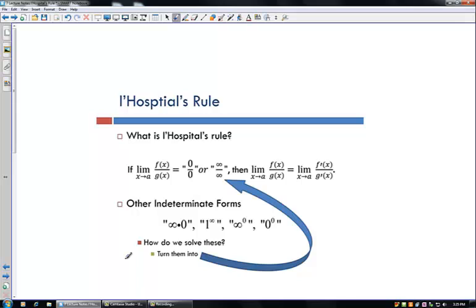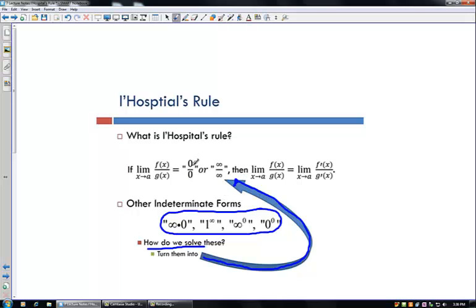Okay, so there are some other types of indeterminate forms, and so I wrote them below. So here are the 4 other indeterminate forms we're going to take a look at. So we have infinity times 0, we have 1 to the infinity, or infinity to the 0, or 0 to the 0. And now how are we going to solve these types? It's actually a pretty simple idea. You take a problem you don't know how to do and turn it into a problem that you do know how to do.